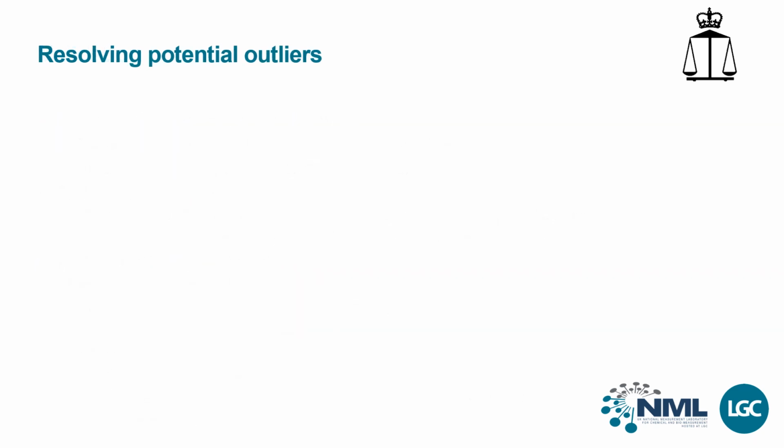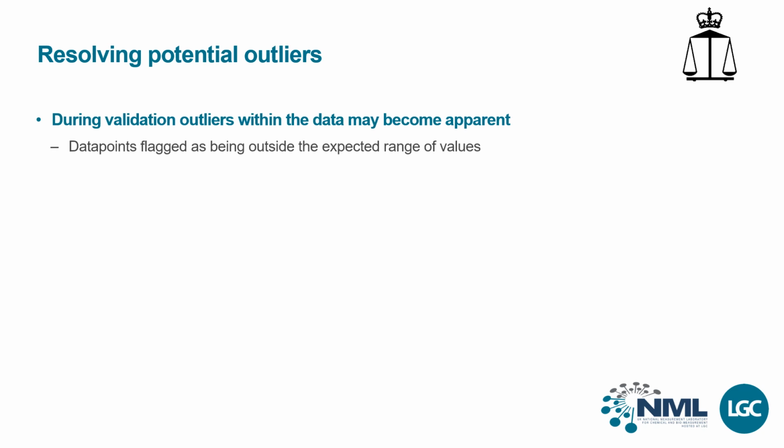A consideration that can be overlooked is the presence of outliers in the data employed in constructing the database. During validation, the presence of outliers within the data may become apparent. Outliers are observations that are outside of the range of expected values and may need to be discarded.